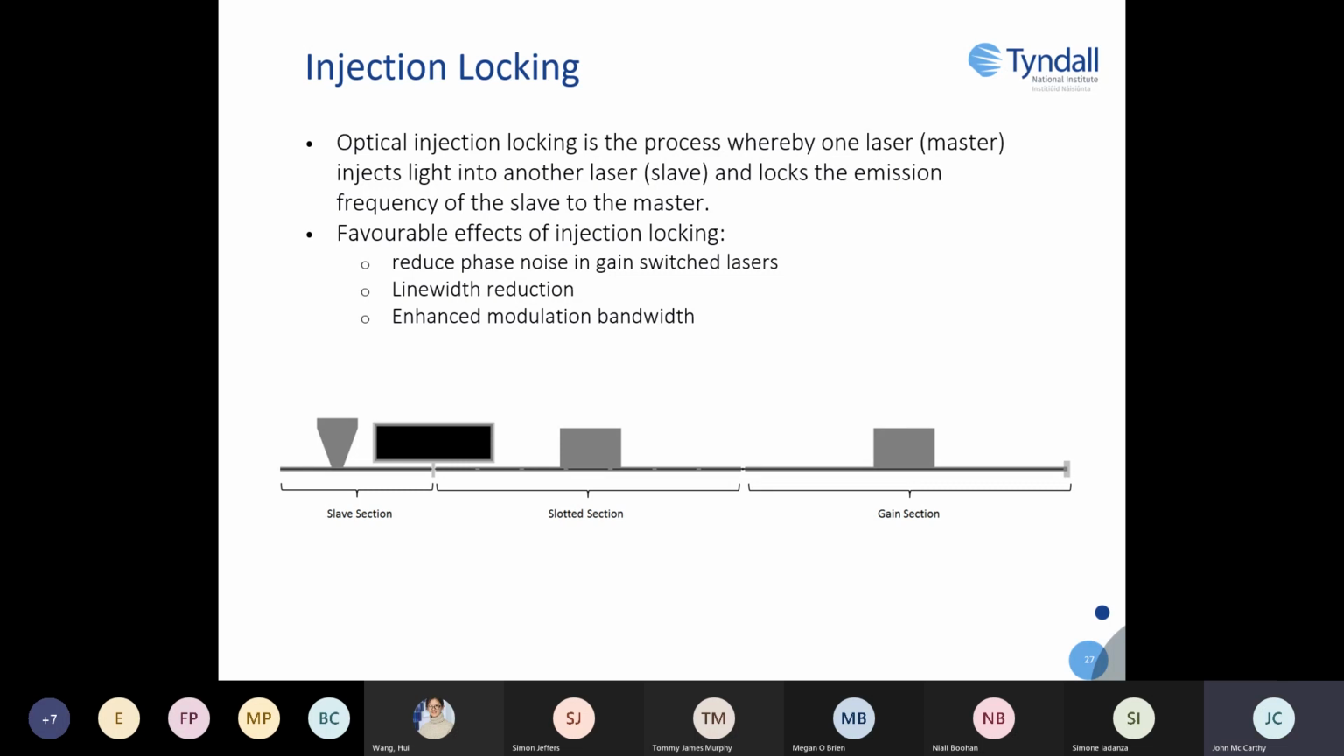The master laser is made up of a gain and slotted section with the purpose of generating a single mode spectra. That is, that the SMSR is greater than 30 decibels. In the next few slides, I will explain how this allows for single mode behavior.